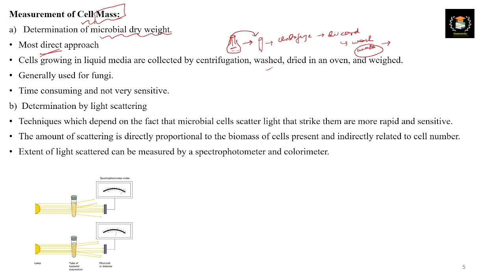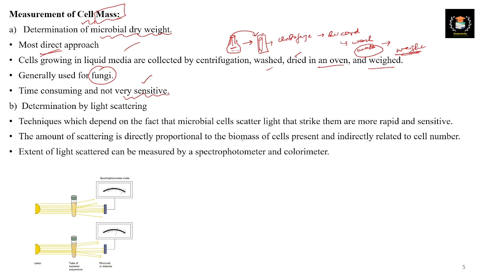Then once it is washed, it is dried using an oven, a hot air oven mostly, and then it is weighed. First you have to weigh the empty Falcon, and then subtract that weight so that you get the weight of the microbial mass. So directly you can get the microbial dry weight. This technique is generally used for fungi. It is very time consuming and not very sensitive, so we generally do not go for this if this is an important step in a particular experiment.